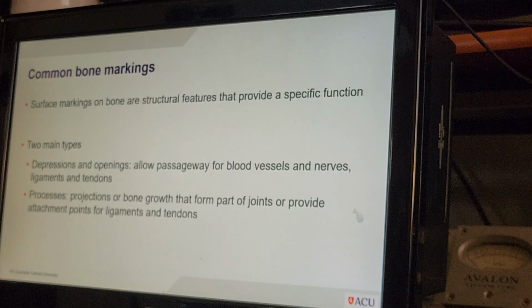The second type of bone marking are called processes, and these have two major functions. Firstly, they are projections or growths of bone that are going to form parts of joints or articulations, or secondly, they are projections or bone growth that allow attachment points for ligaments joining bone to bone and for tendons joining muscle to bone. So firstly, we'll have a look at depressions and openings.